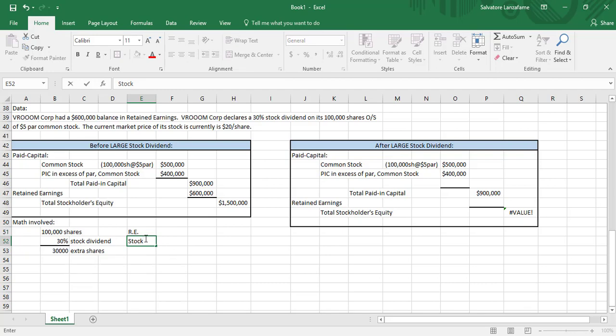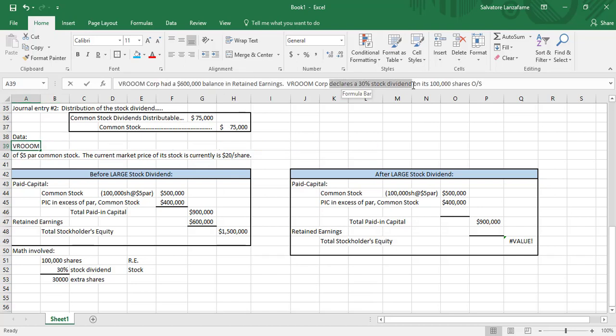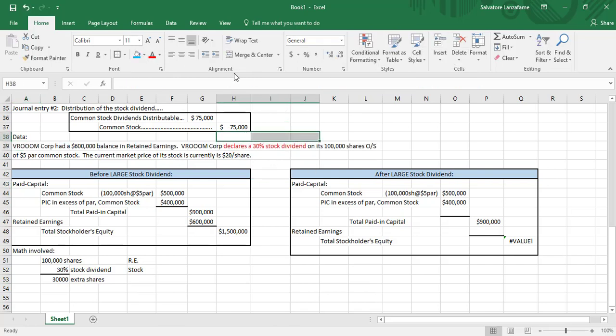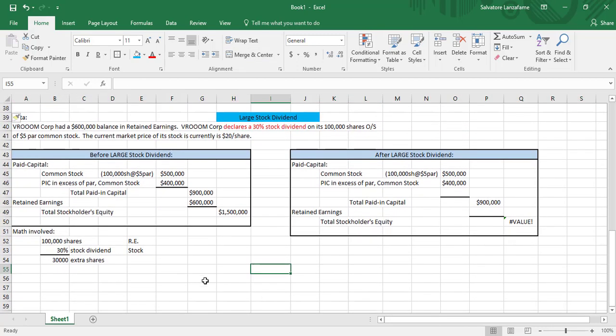Remember, the stock is at par, and because this is a large stock dividend, how do I know it's large? Because of the 30%. So if they declared a 30% stock dividend, that's what tells us it's a large stock dividend. So let's do the same thing we did last time. Okay, so that tells us it's a large stock dividend, just from that point of view alone. All right. So back to the math.